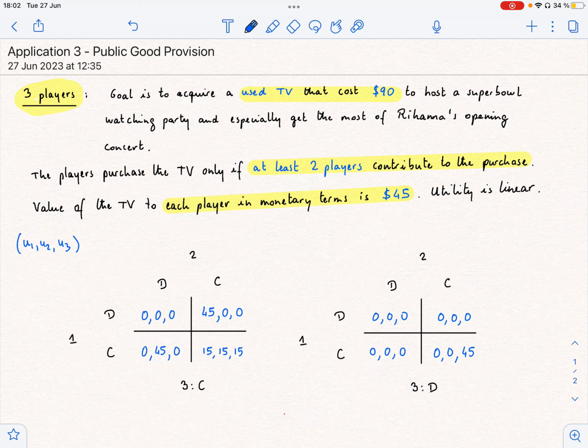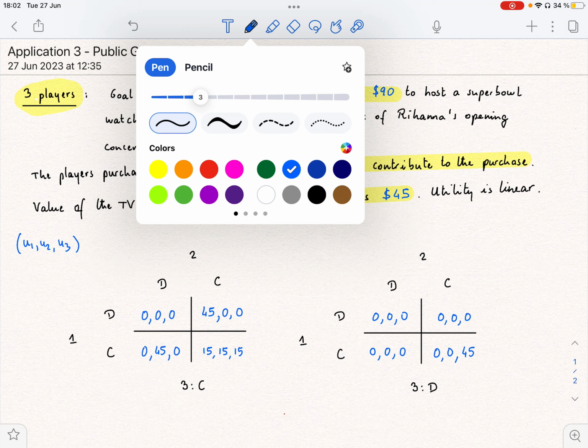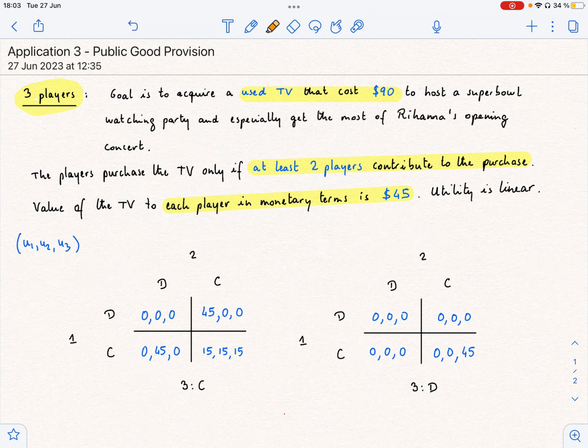So now we're going to consider the best response of each player by fixing the strategy of the other players, and this will allow us to find the Nash equilibria of this game, of which there are many. Okay, so let's start with player 1. We're going to fix the strategies of the other players.